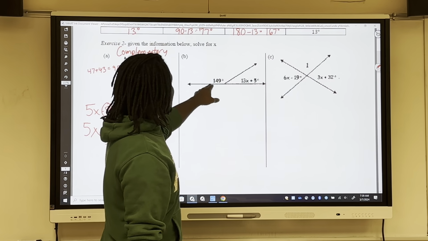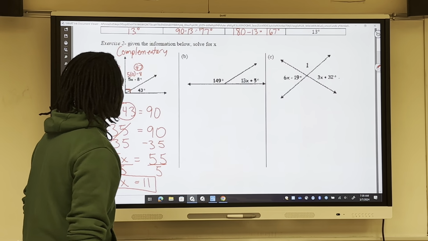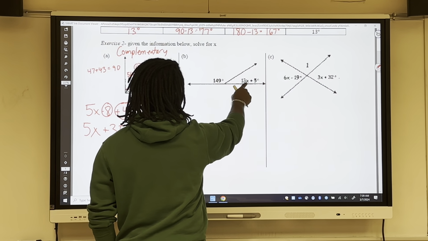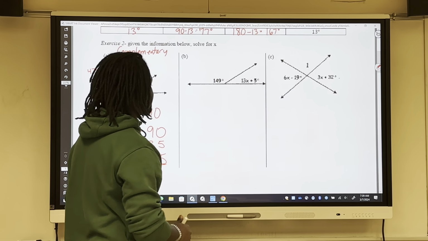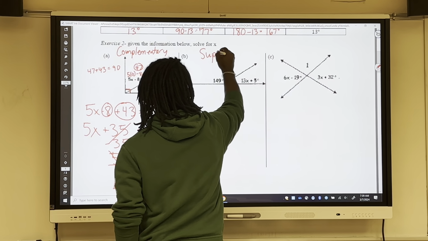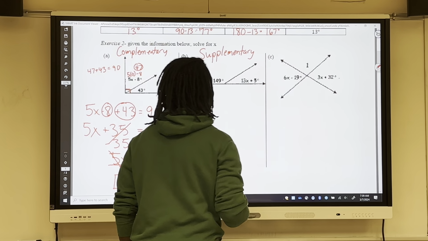The next one, you have two adjacent supplementary angles, okay? And they make this linear pair. So I have 149 and I have 13x plus 5, okay? And so I know these are supplementary, and because they are supplementary, they add up to give me 180.